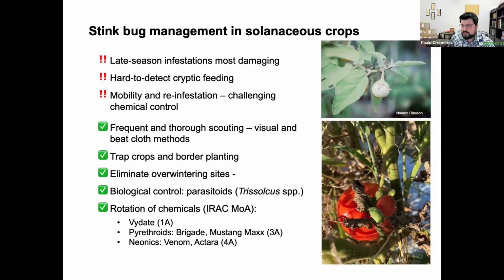Eliminate overwintering sites is really important, as most of the species overwinter. So get rid of weeds and be mindful of location of trees and borders. Parasitoids, especially Trissolcus, which is a stink bug egg parasitoid, usually do their work well. So that's very important. And for rotation of chemicals, you could use Vidate, you can use pyrethroids and neonics. Again, they're broad spectrum insecticides, so use it very carefully. And again, rotate.